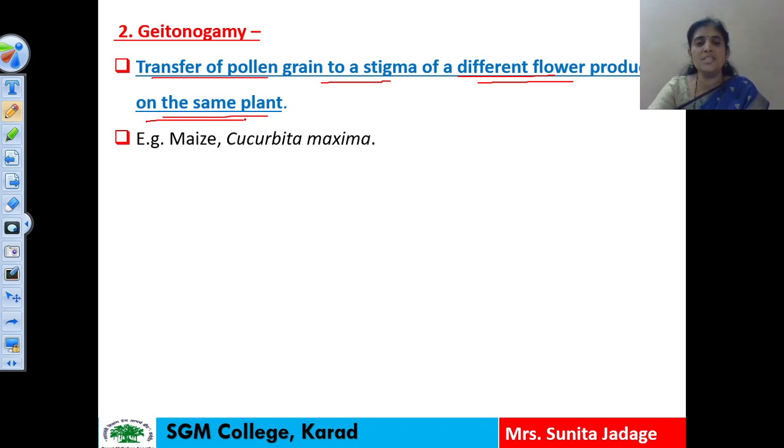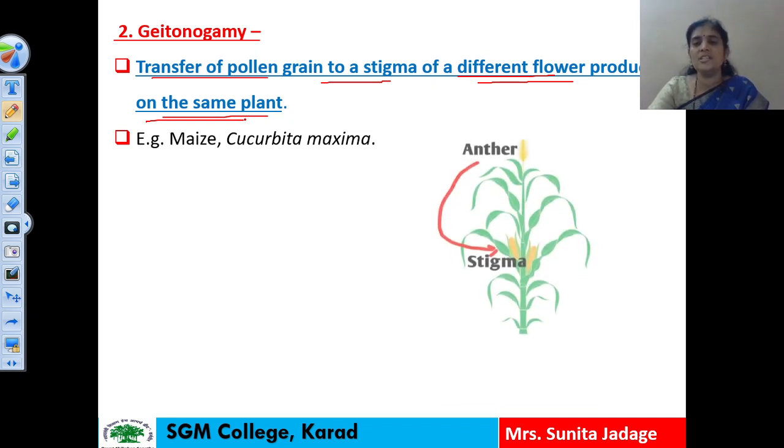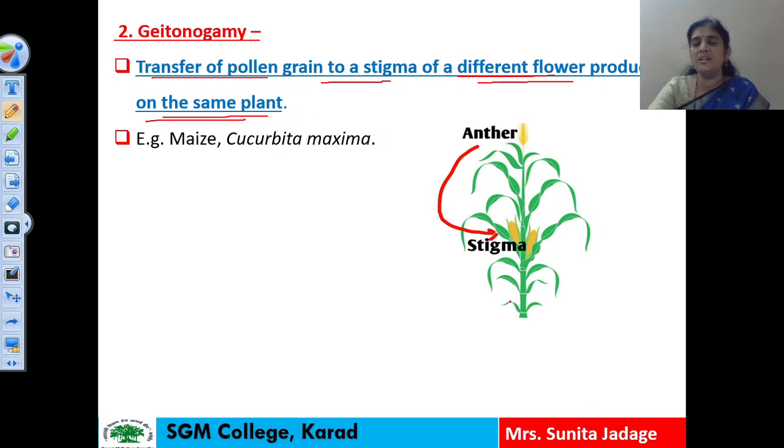Examples are maize and Cucurbita maxima. So let us see in the diagram. This is the maize plant. Here the male inflorescence is present at the apex, hence here are the anthers, and the female flowers are present in the lower region. Here is the stigma. So pollen from the anthers is transferred from one flower to another flower. Such type of pollination is called geitonogamy. The flowers are produced on the same plant and the pollination takes place between two different flowers present on the same plant. That we have to remember.